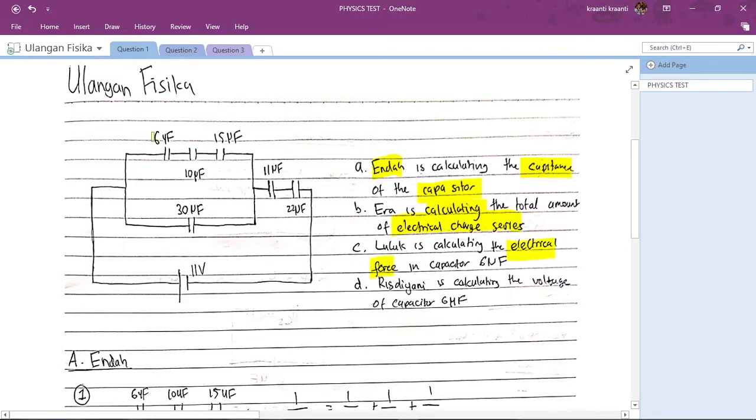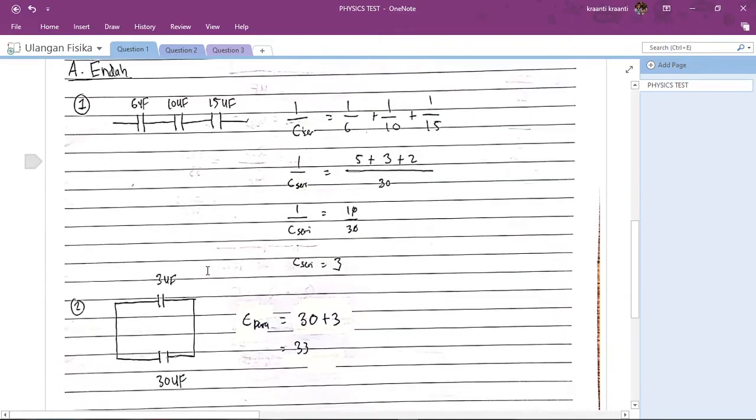This one is capacitor 6 micro F. And Risdiani is calculating the voltage of the capacitor, as well as this one, also 6. Okay, let's go to the first one, which is Enda.